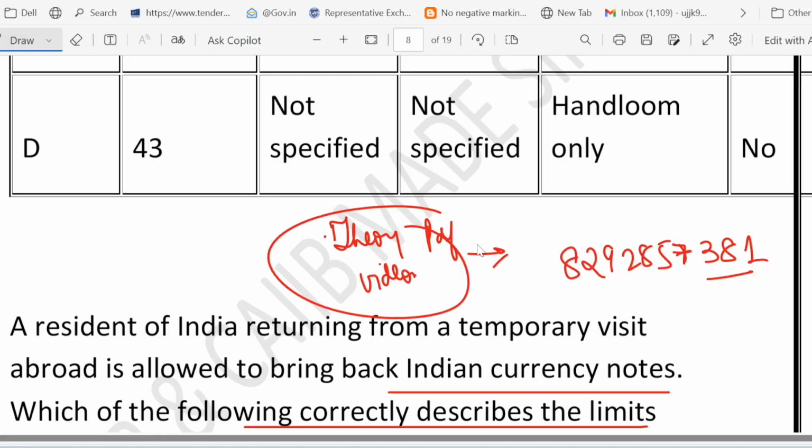Also, we provide you previous year memory-based questions which were asked repeatedly in the examination. So this will help you know which type of questions are most frequently asked and you can prioritize those questions. Right. So now let's continue our discussion.